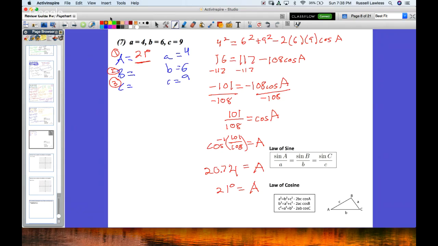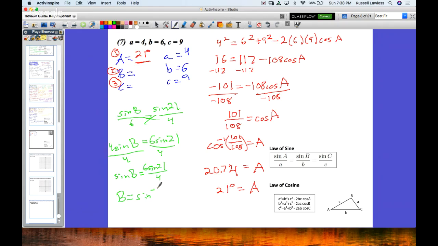Now for angle B, we're going to look at finding this through the law of sine. So we're going to do sine of B over 6 equal to the sine of 21 over 4. We'll cross multiply to get 4 times the sine of B equal to 6 times the sine of 21. We'll divide the 4 out, get the sine of B equal to 6 sine of 21 over 4, and then take the inverse sine of that.